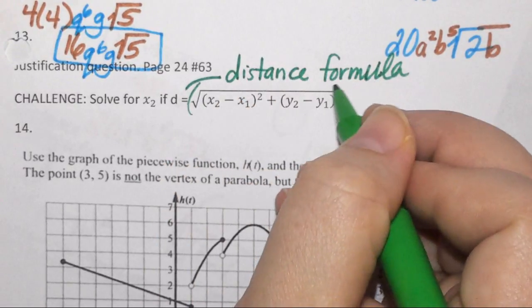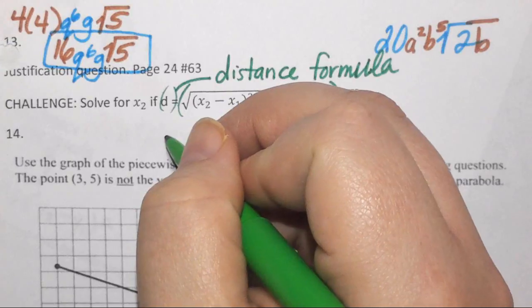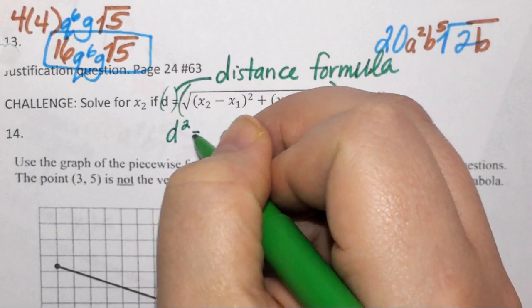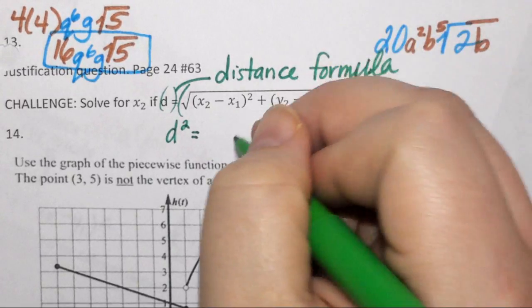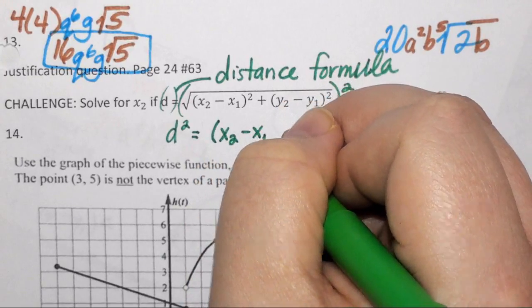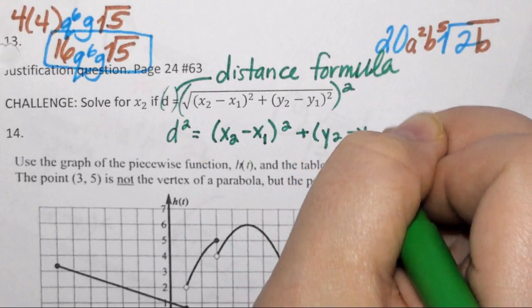Okay, I've got to get x2 by itself. So first things first, I've got to get rid of the house. What can I do to get rid of that square root? You're going to have to square it. Yes, Lauren said it first. You're going to have to square it to get rid of the square root. That makes sense. If you square it, it kills off the square root. So it's d squared equals x2 minus x1 squared plus y2 minus y1 squared.